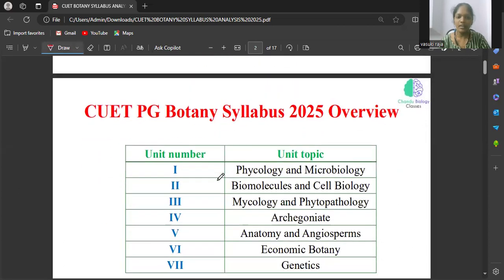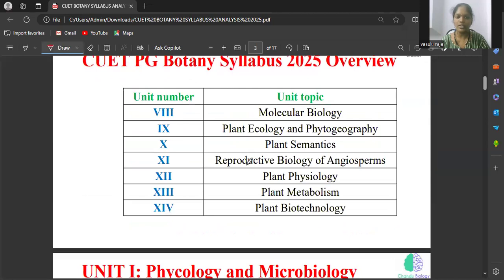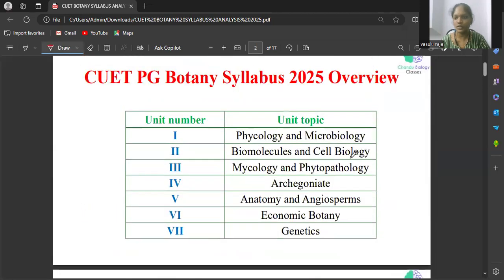In botany, we have a total of 14 units, and the first unit deals with phycology and microbiology. Phycology is the study of algae, and microbiology is related to the study of microbes like bacteria, fungi, and viruses. Unit 2 is related to biomolecules and cell biology.